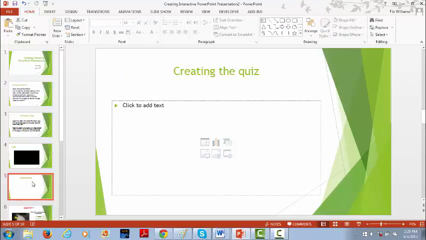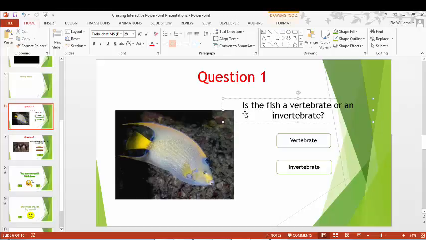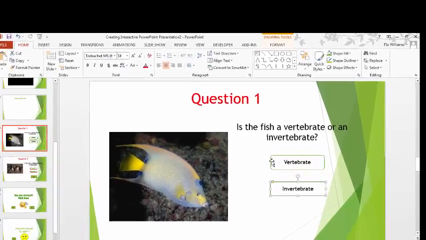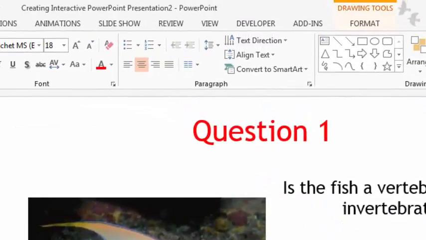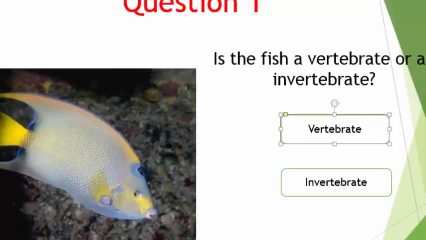The next step is to move on to creating the quiz. In creating the quiz, I have selected a few pictures. Now the video is really about vertebrates or invertebrates. My question says, is the fish a vertebrate or an invertebrate? Then here on the right I have the suggested answers: vertebrate, invertebrate. In order to make this quite interactive, I have hyperlinked. So when persons click on vertebrate, they will be able to see whether or not they are correct.